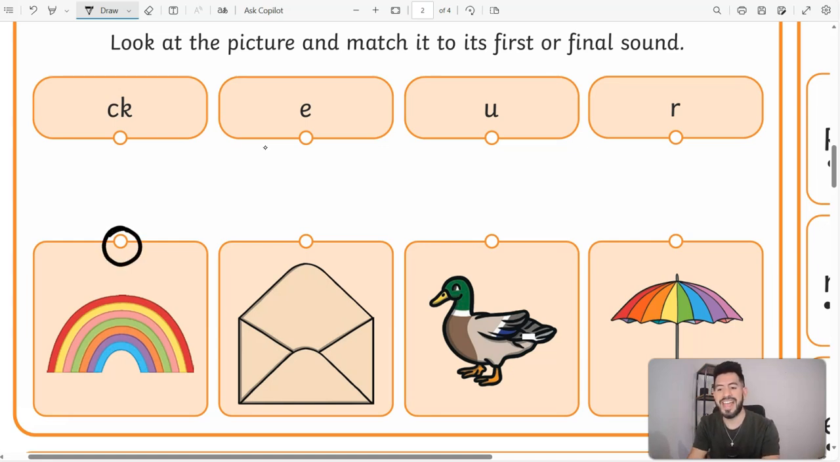Then we have an envelope. This animal, you know it, is a duck. The animal is a duck, k, final sound. And finally, we have this accessory, which is an umbrella. Which one is the initial sound?